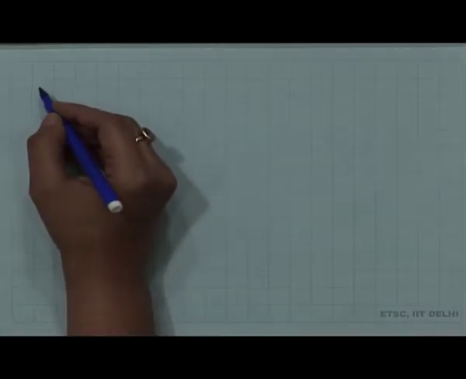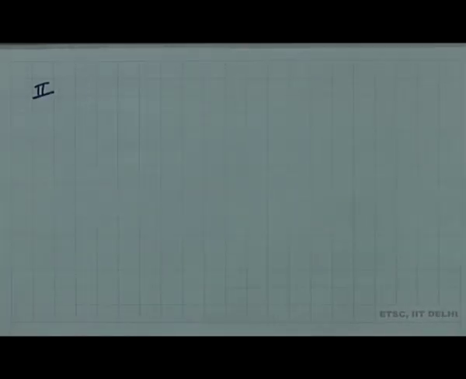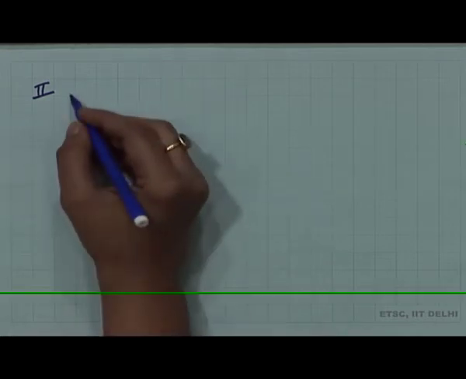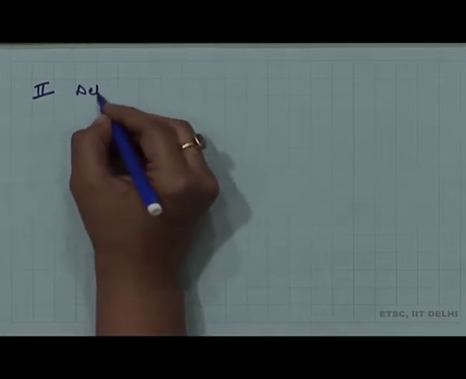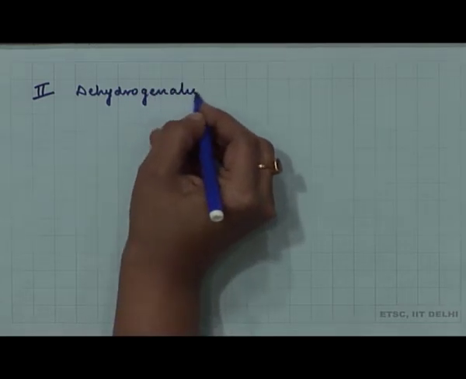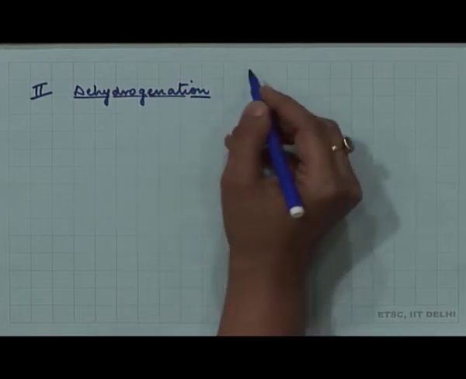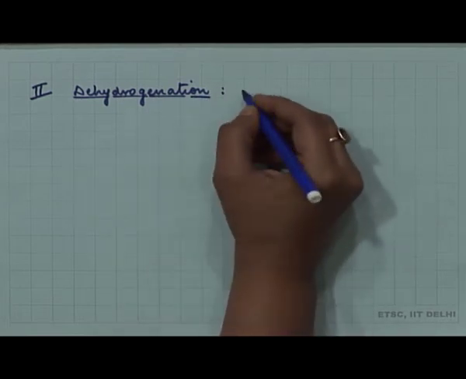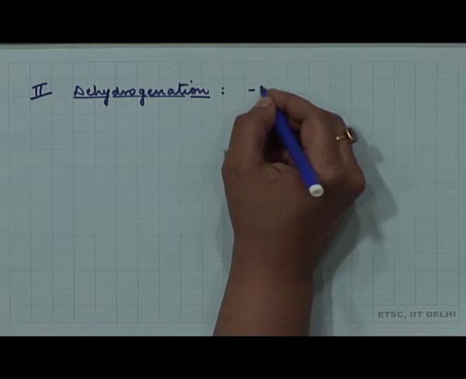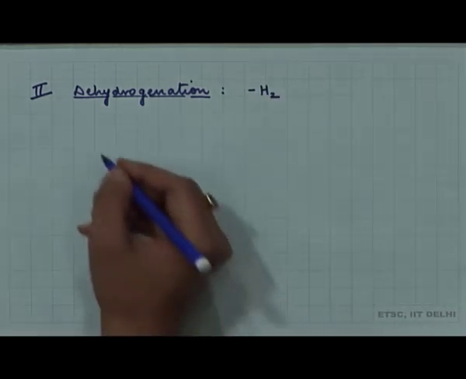After oxidation, the next reaction involving both the alkyl and the hydroxyl group is the dehydrogenation of alcohols. So, we are talking about the dehydrogenation reaction of alcohols, which involves removal of a hydrogen. As the name says, you are removing a hydrogen molecule from the alcohol.